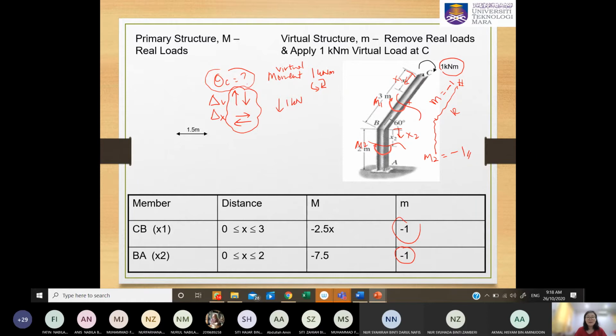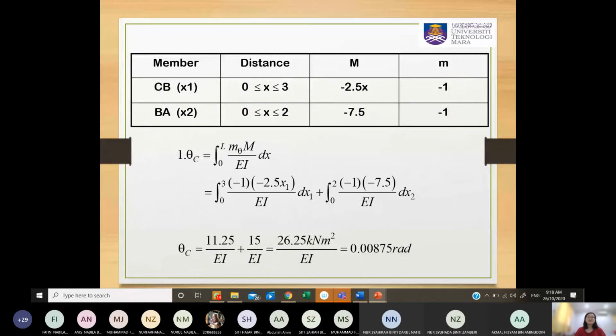So what next is to apply the equation. The equation is not much different. It is still m over EI, but now there are more members. So what you need to do, you just need to sum out member by member. Now you need to put in theta instead of delta. So small m, you put the first one is CB, this is CB, this is BA.